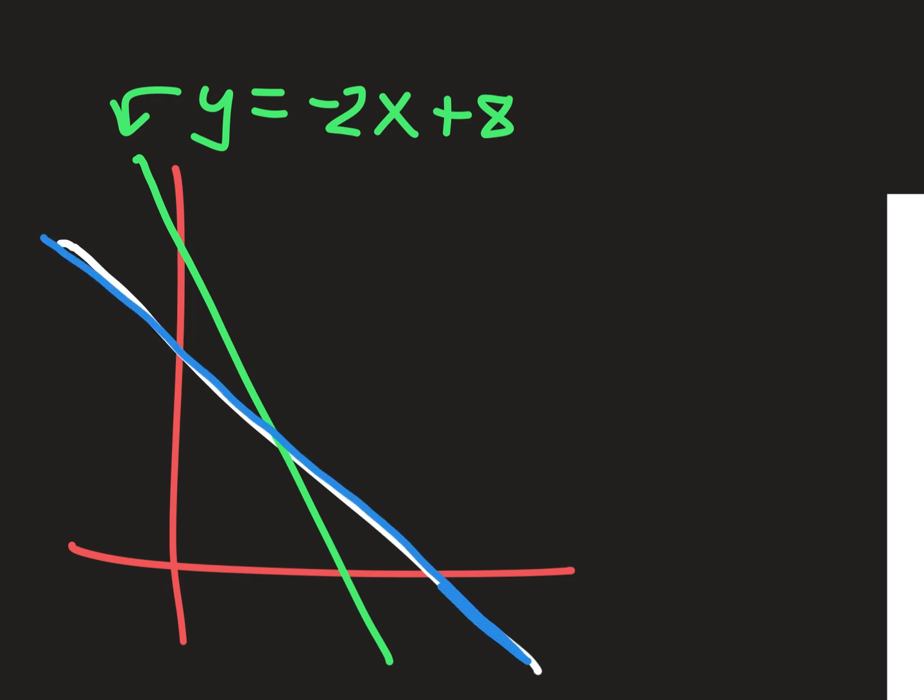That way our colors are the same. The blue line would be y equals negative 1/2 x plus 5.